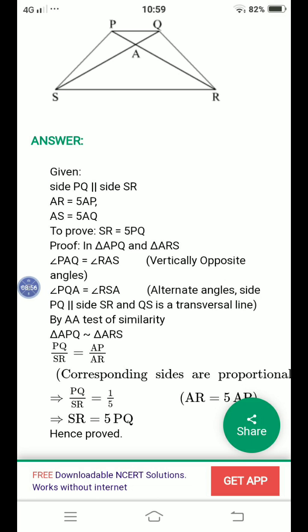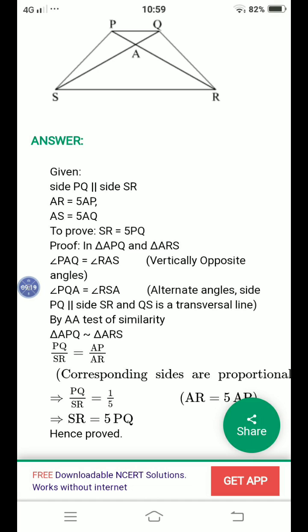Now here on your screen there is a figure of a trapezium. Fifth question of your practice set 1.3. Question is, in trapezium PQRS, side PQ is parallel to side SR. AR is equal to 5 times AP. AS is equal to 5 times AQ. Then prove that SR is equal to 5 PQ.